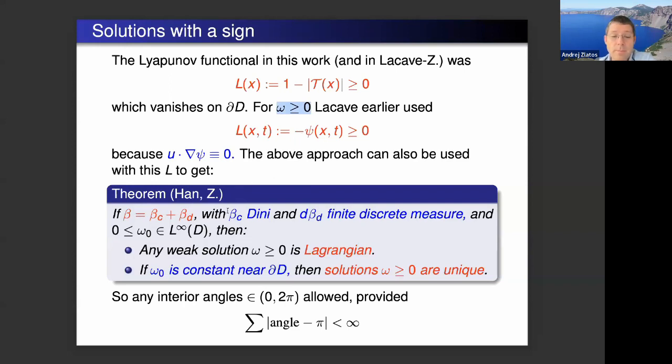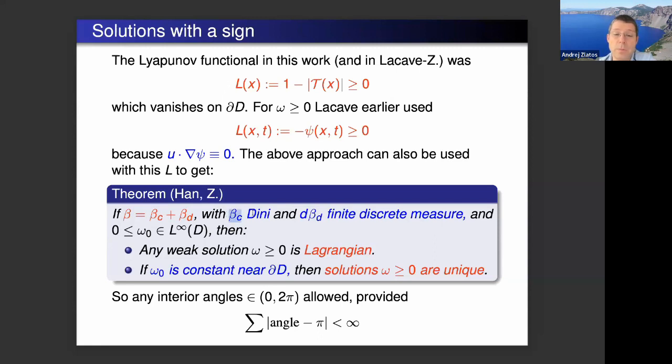And so the result is this: if you take this beta, this forward tangent vector, again, we have a regulated domain, and now you don't have the freedom to split it. You just split it into the continuous part and the discrete part. So the discrete part are all the jumps, and so basically all the corners.